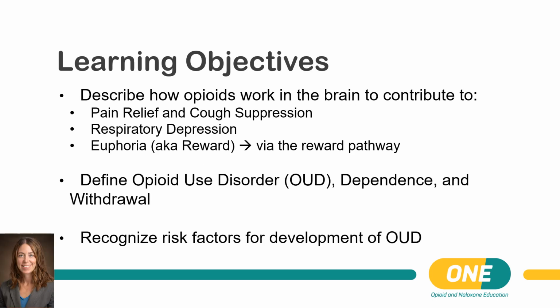Our learning objectives for this module are for the participant to be able to describe how opioids work in the brain and contribute to things like pain relief, cough suppression, respiratory depression, and euphoria, to define opioid use disorder, dependence, and withdrawal, and to recognize risk factors for the development of opioid use disorder.